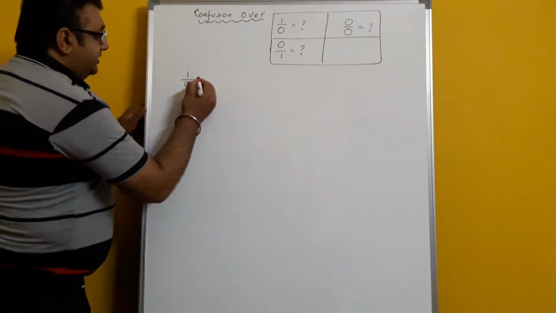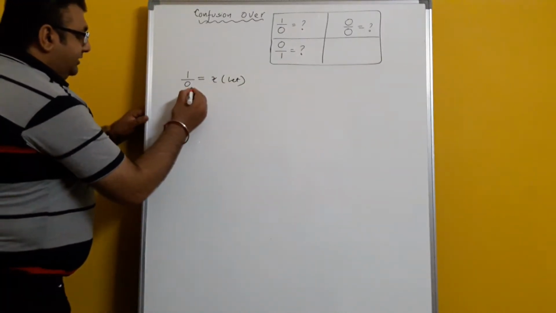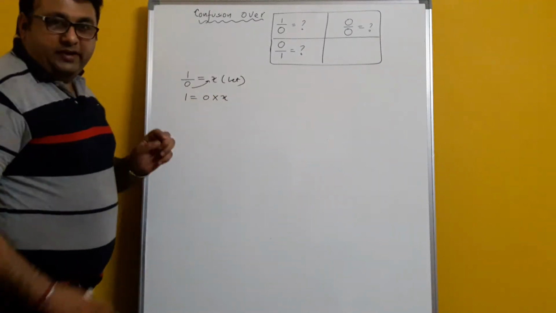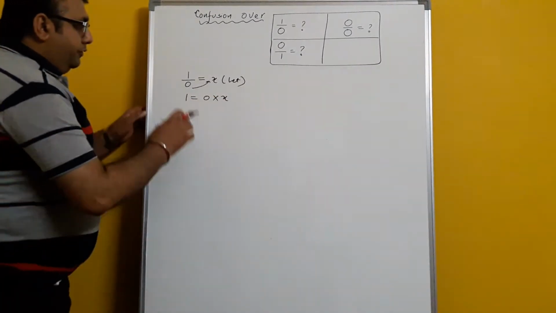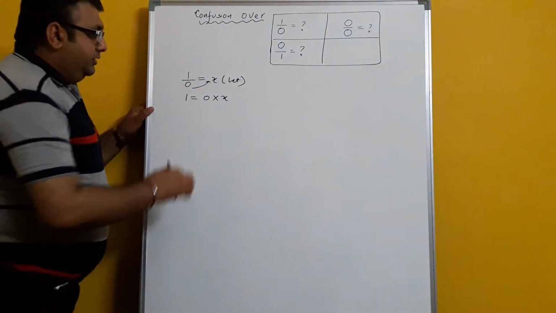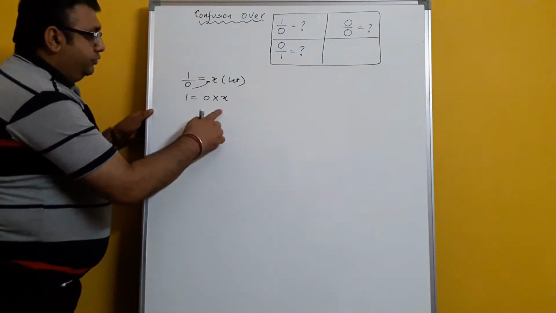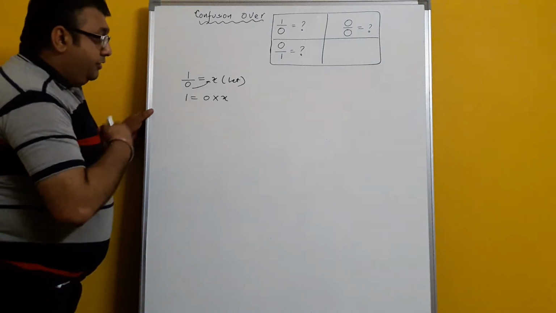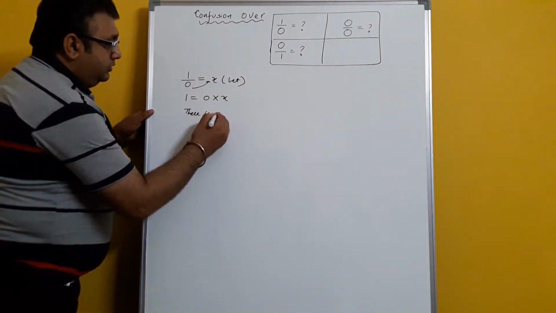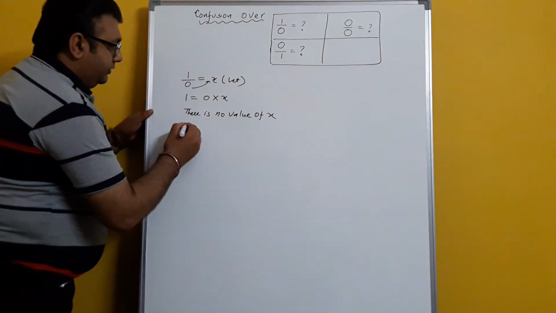What happened with this? Let us take this value as x. Let us assume that this value is x. If we take this 0 to that side, we have 0 into x. Now we have to find the values of x which satisfy this equation. We observe that there is no value of x which makes this equation equal. For example, if I put x equal to 1, then we have 1 equal to 0. If we put x equal to 2, we have 1 equal to 0 again. So there is no value of x which makes this equation equal.